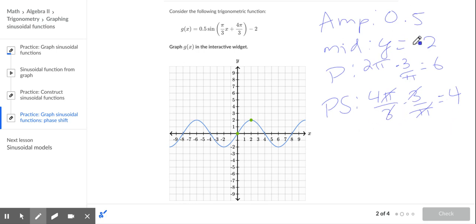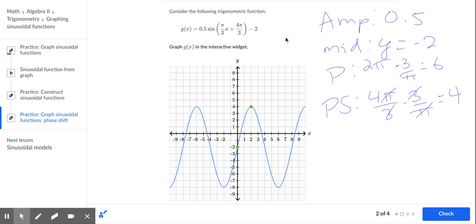So I have all my information. I have my amplitude, my midline, period, my phase shift. So a regular sine function, if this were just a regular sine function, it would start here at 0. It's not a regular sine function. So how is that going to change? Well, first of all, it's going to move down 2, right? Just going to move this so it'll let me move this down 2. So it's going to move down 2.